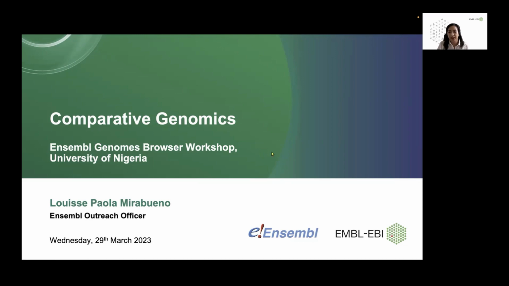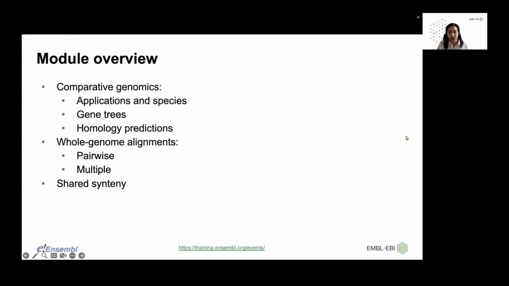Okay, so let's begin with our next module. So here I'll talk about comparative genomics data that is available in Ensembl. We're going to look at two main themes in this module. I'll talk about the applications of comparative genomics and the species available in Ensembl. I'll also introduce you to the comparative genomics data that we provide at the gene level, so gene trees and homology predictions. And then in the second part, I will talk about whole genome alignments and shared synteny.